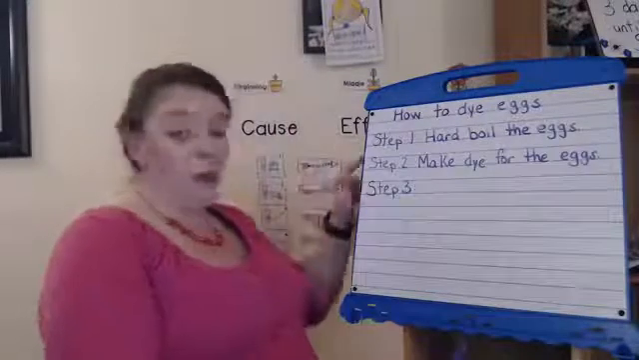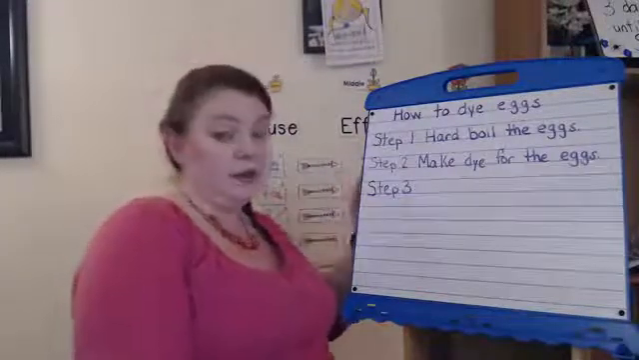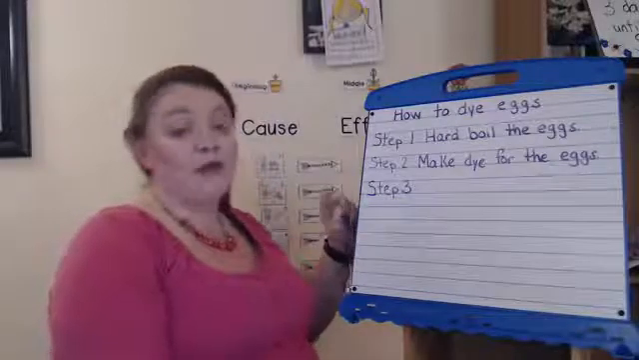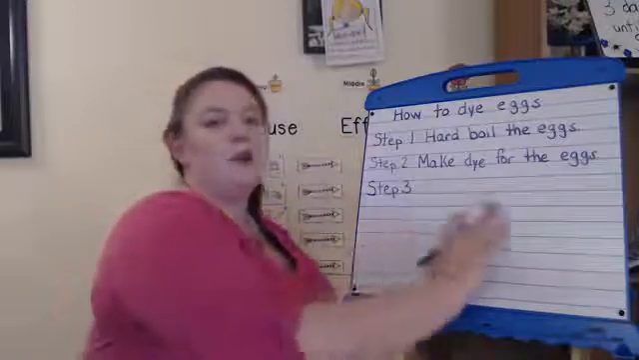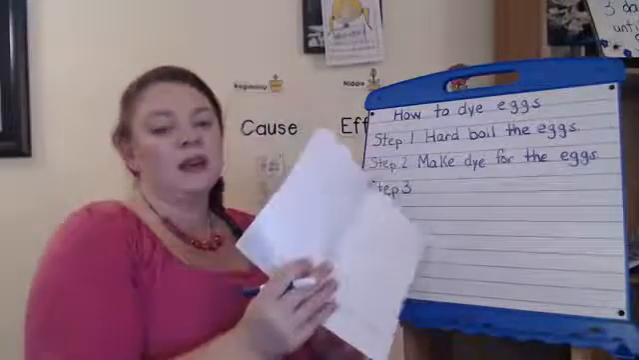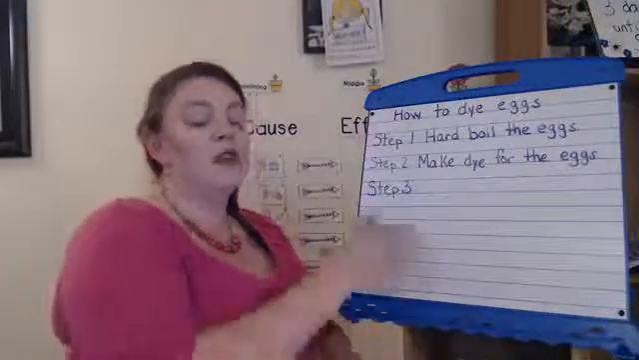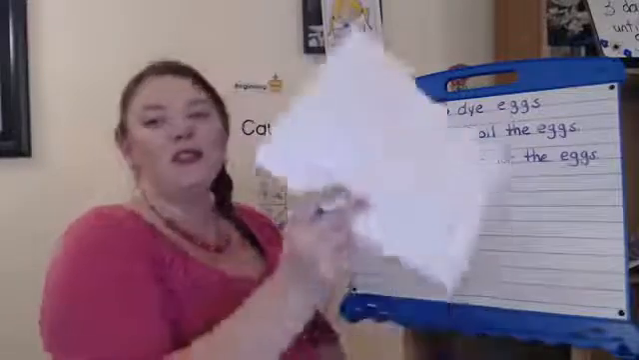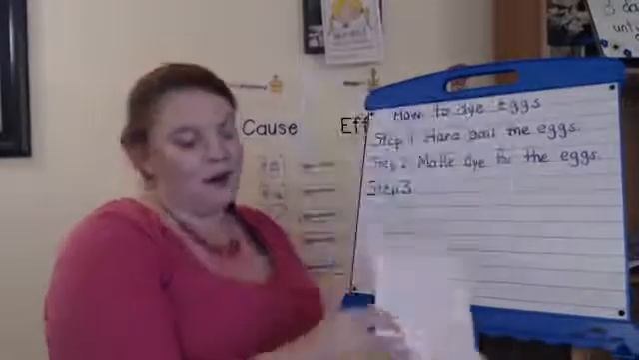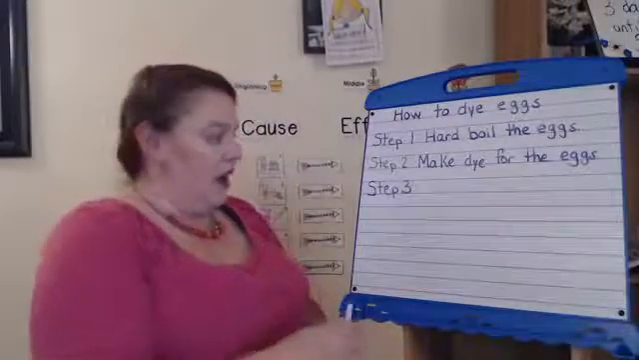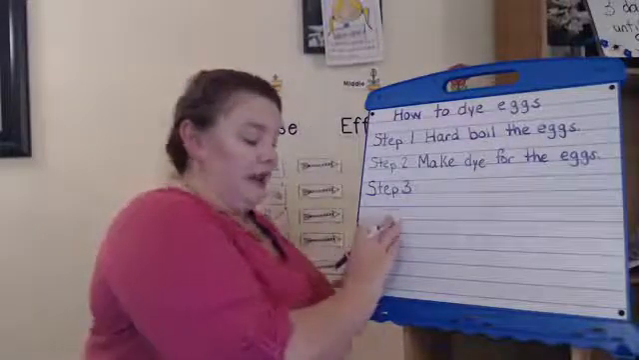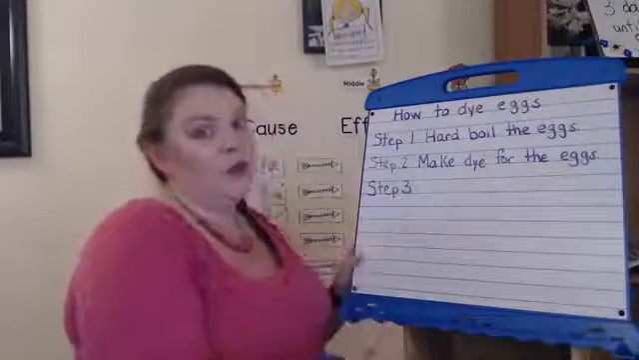So we've got step 1, step 2. Now in your books you're going to do step 3. The reason I'm having you write it in your book is because you can write it neatly in your book and then transfer it to your notebook. Write it in your notebook, and then you can transfer it to the little book you're writing about how to dye eggs. So today, step 3 says, decorate the eggs with crayons.